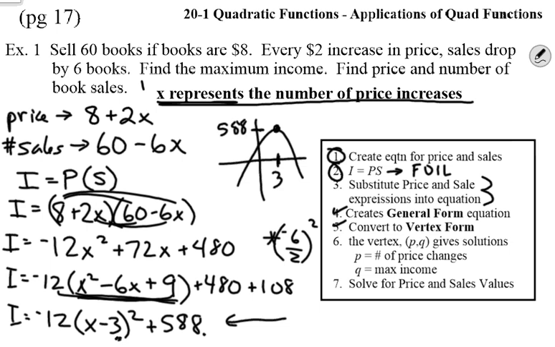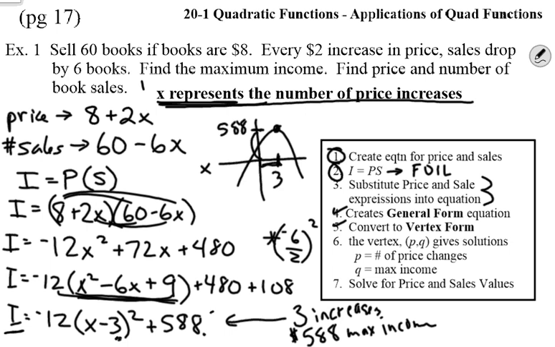There's our vertex. What does that tell us? Well, x is the number of increases. So after 3 increases, because that's what our x tells us, how many increases there have been, we now have our income. 3 increases gives $588 maximum income. And there's how the quad function can help us to come up with the solution. But you have to be careful.